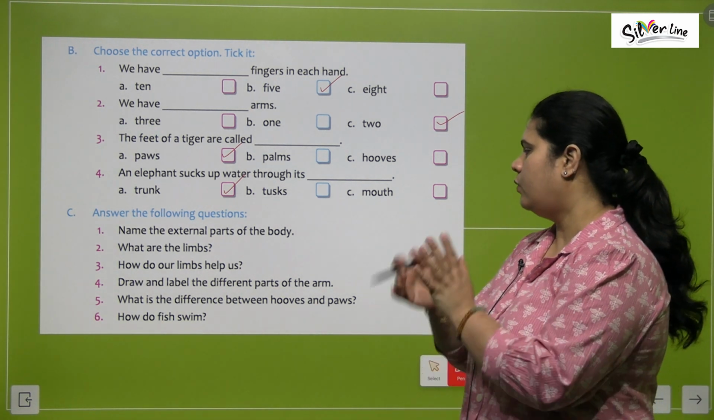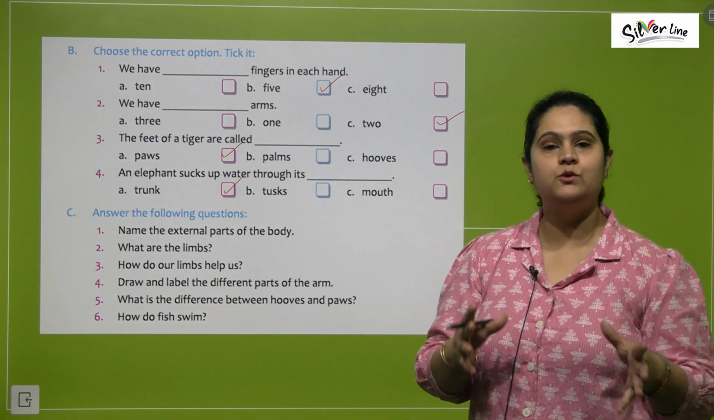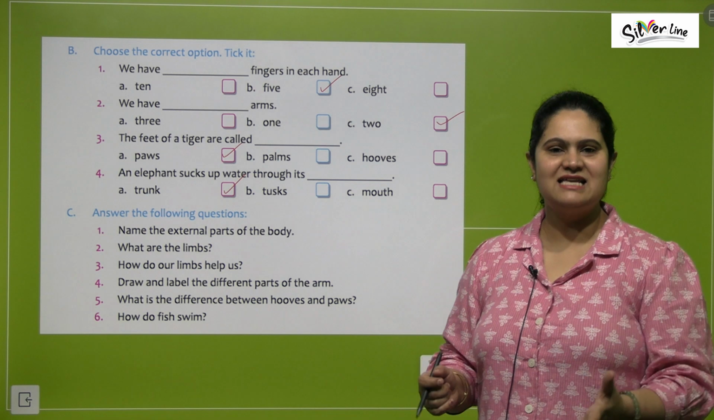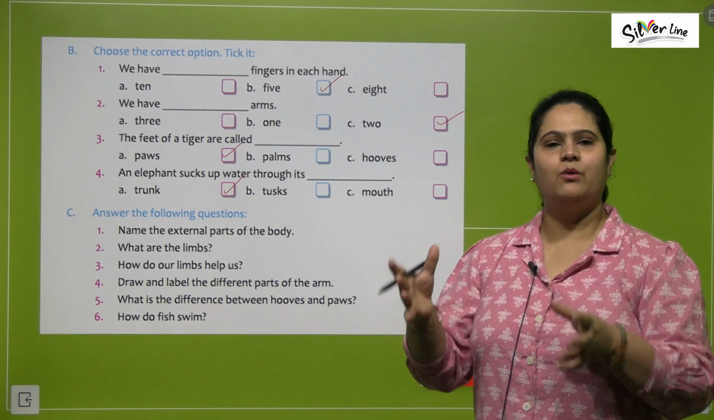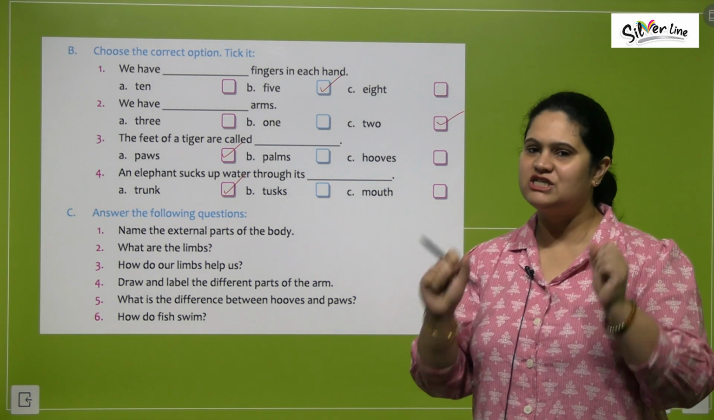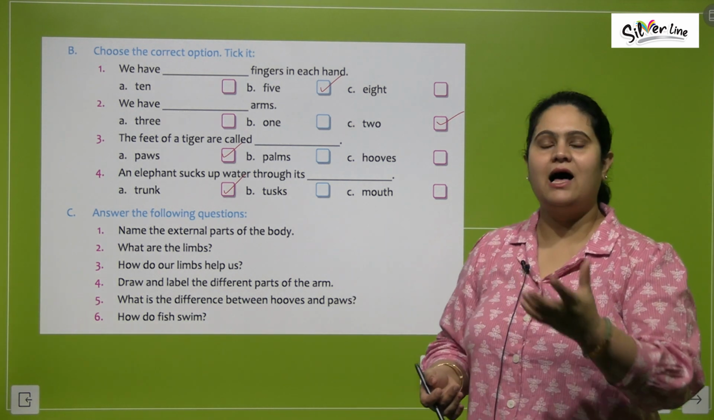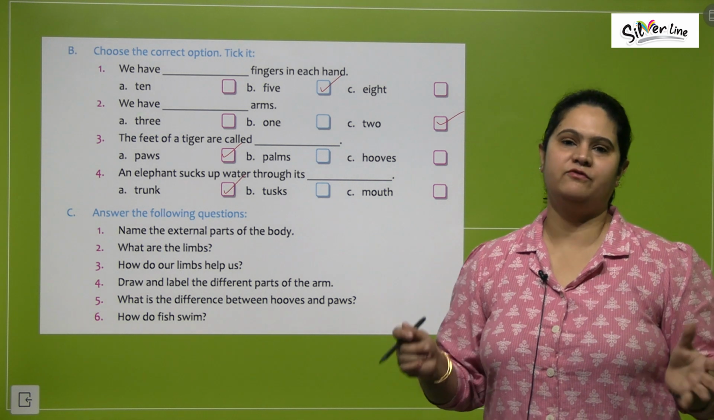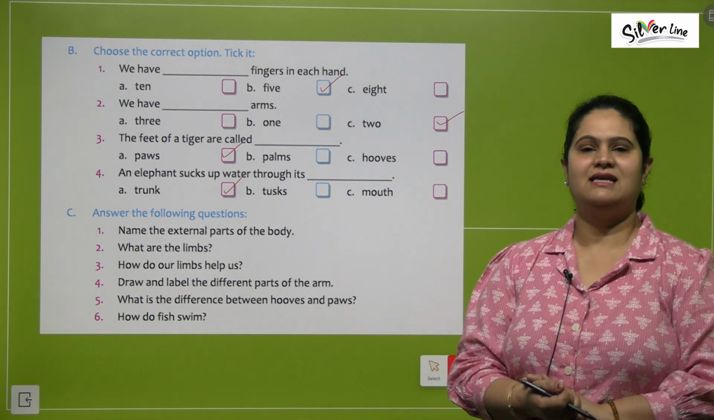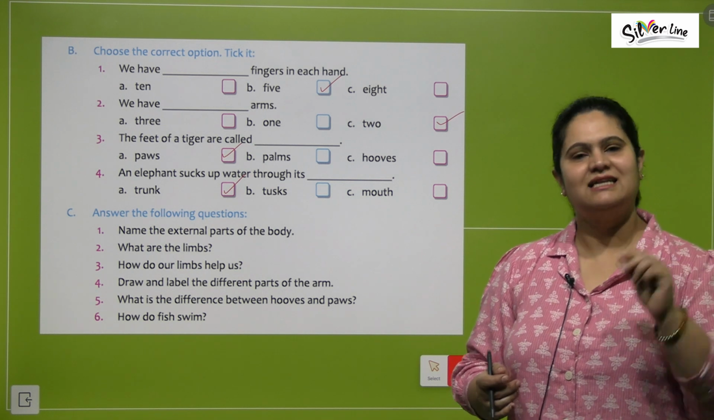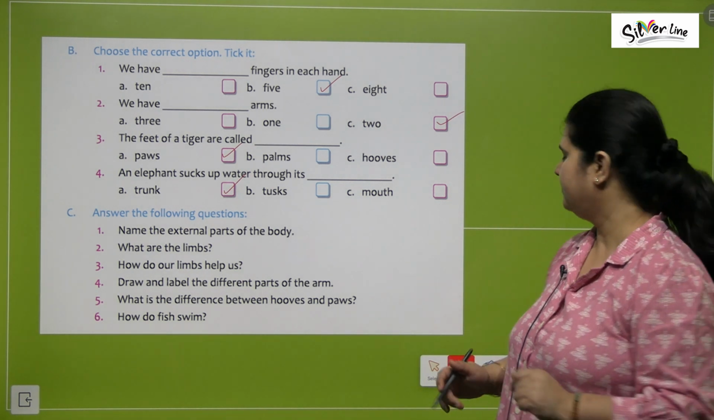Number 5, what is the difference between hooves and paws? क्या difference है दोनों में? Yes, the hooves are hard while the paws are soft, right? And question number 6 is, how do fish swim? Fish कैसे swim करती हैं? Yes, they do it with the help of their fins and tails. Clear?